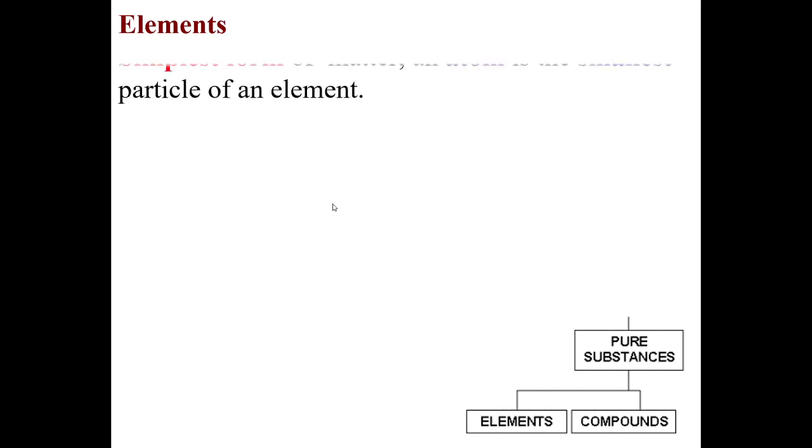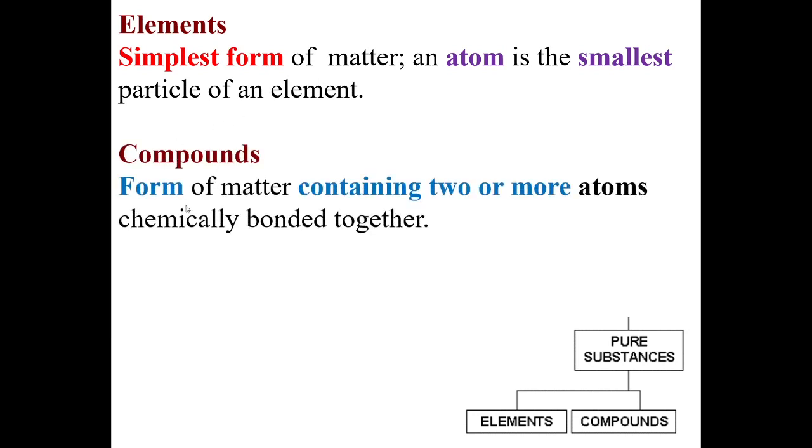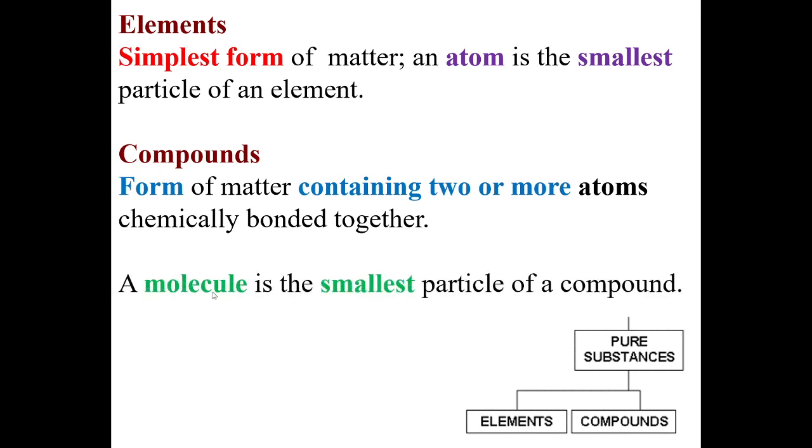All right, talk about the elements quickly here. Simplest form of matter. An atom is the smallest particle of an element, whereas compounds are forms of matter containing two or more atoms chemically bonded together. A molecule is the smallest particle of a compound. So you can't go any smaller than a molecule and still be a compound. So NaCl, like one Na, one Cl put together, is a molecule. It's also a compound because it contains two or more atoms that are chemically bonded together. So these are all within pure substances, keep in mind, both elements and compounds.